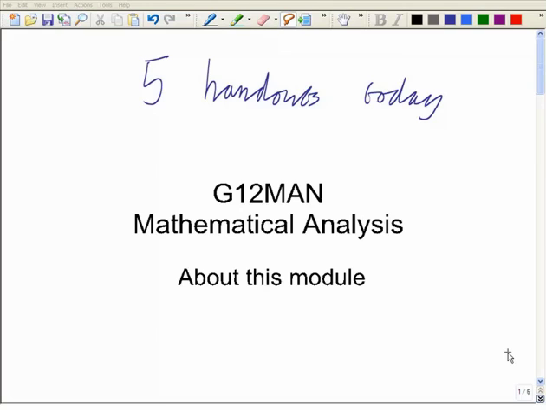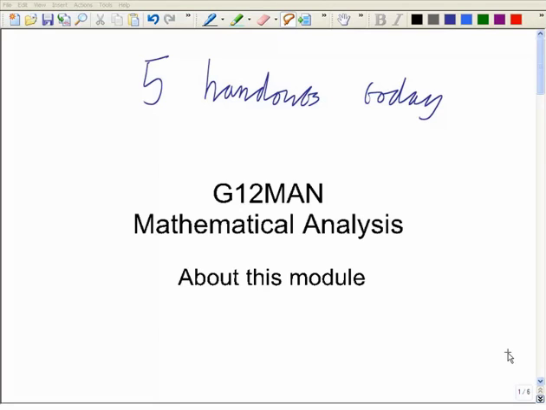So, welcome to the first afternoon workshop for mathematical analysis, 4 o'clock on Tuesdays. As I've just been mentioning before, this workshop is for everyone who can come to it. The 10 o'clock Tuesday workshop is only for people who can't come at 4 o'clock.